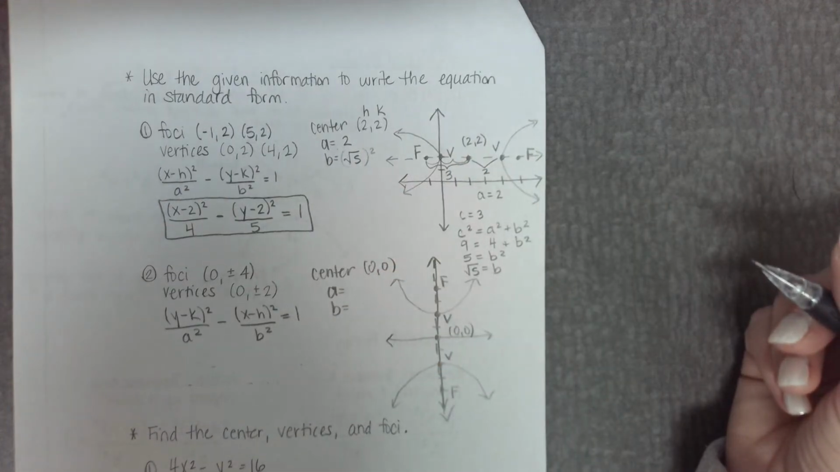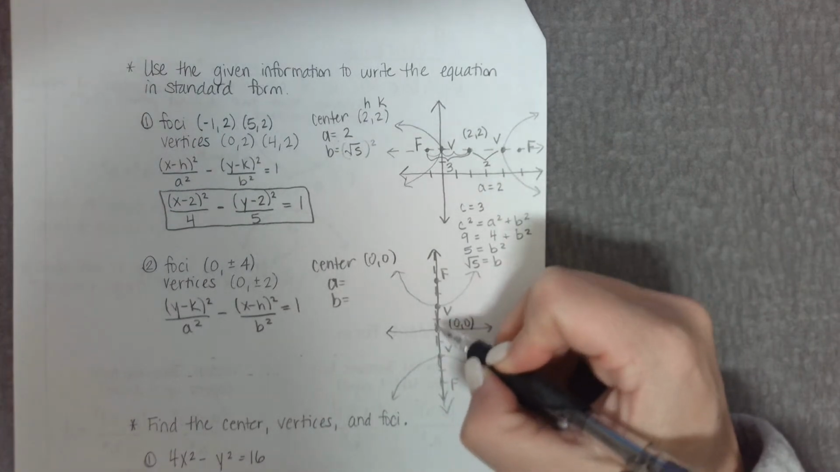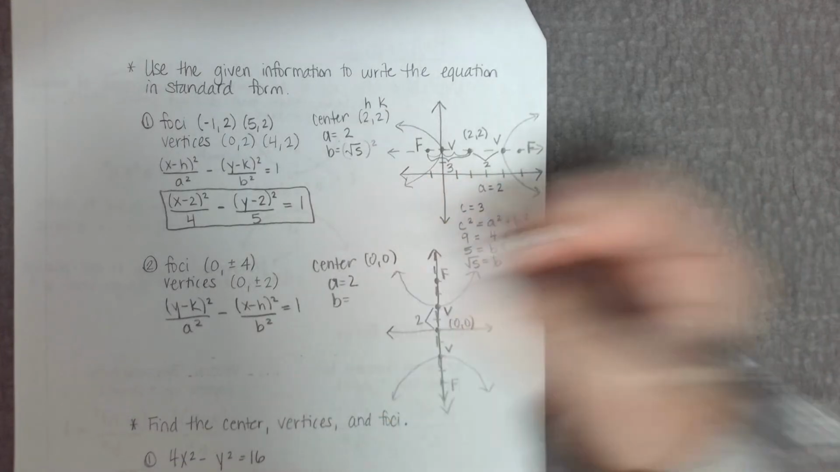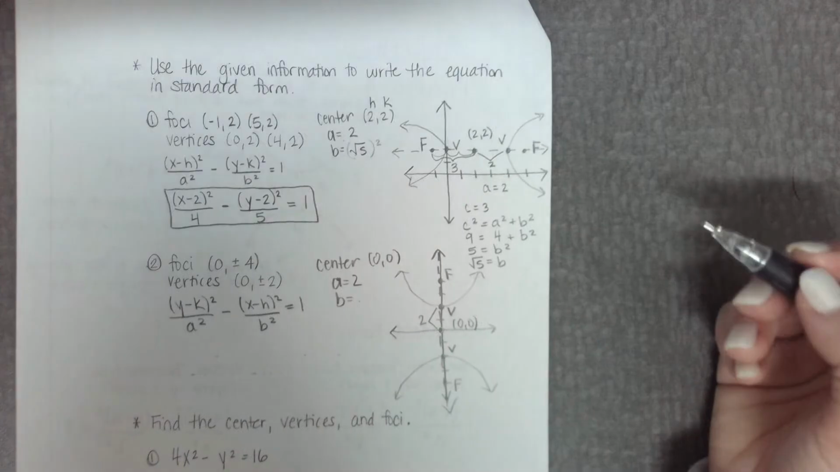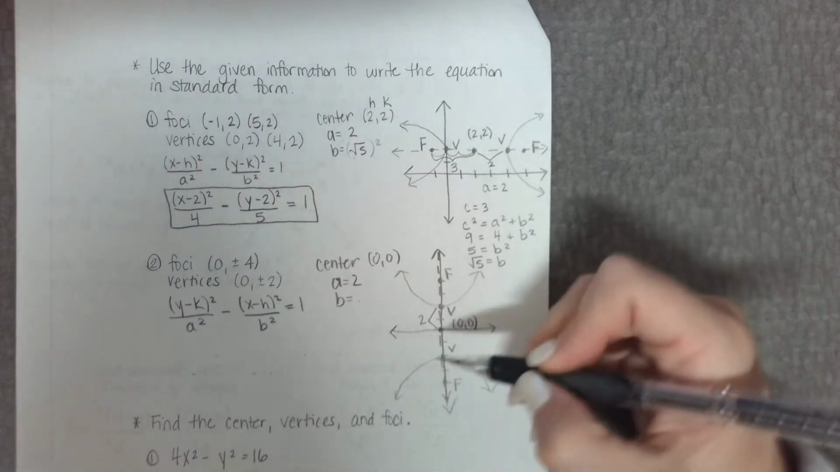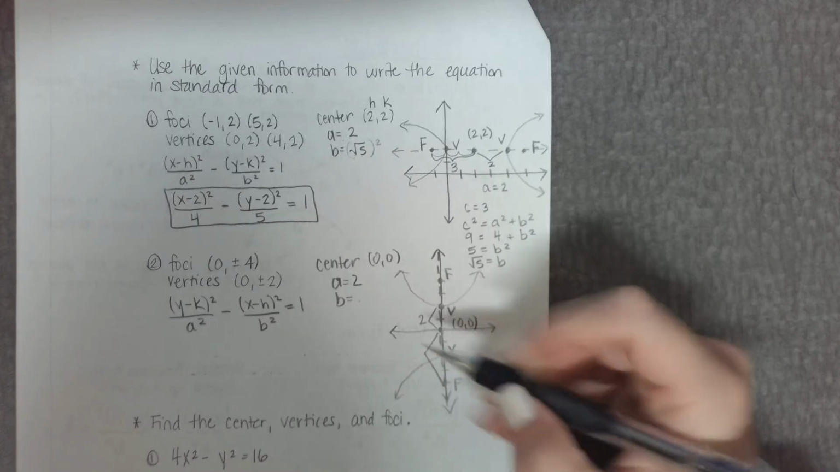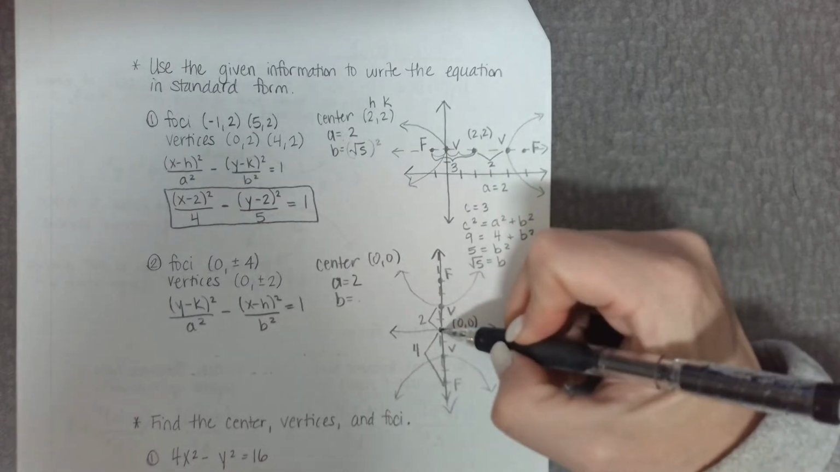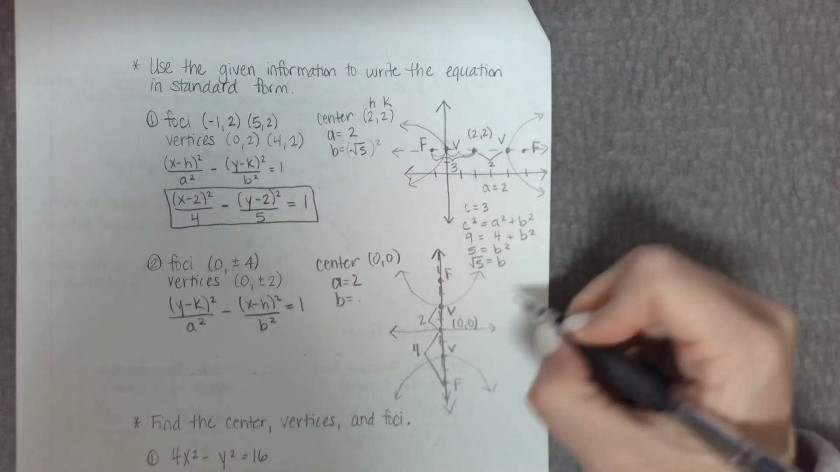Okay, our A, remember, is center to vertex. How far do we have to go to get from our center to one of our vertices? And that's 2 units away, so our A is 2. B, we don't know yet until we find C first. C is center to focus. Okay, if our center's here and our focus is way down here, that is 4 units away to get from 0 down to negative 4, or to get from 0 up to positive 4. 4 units away. So C is 4.